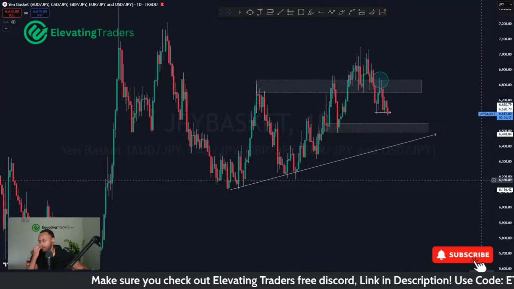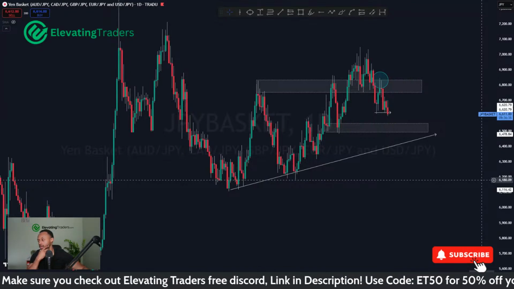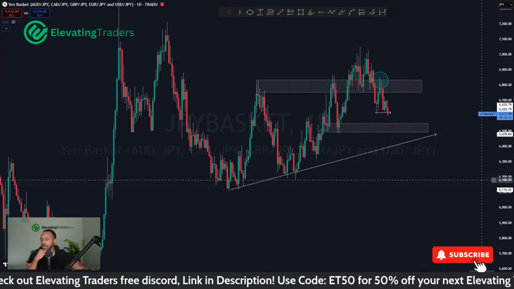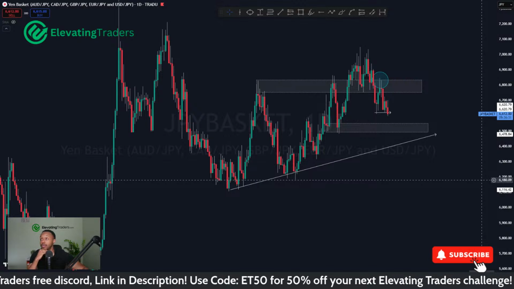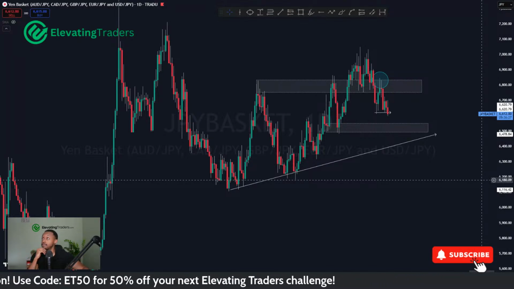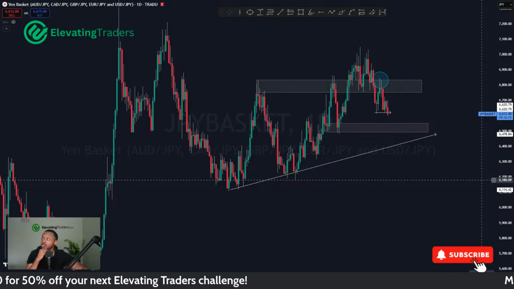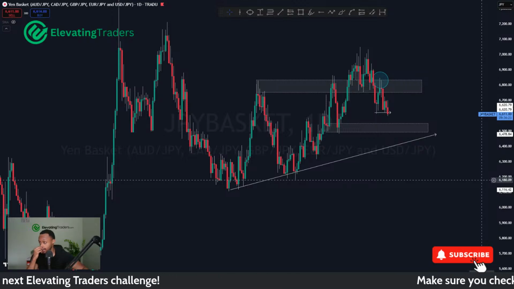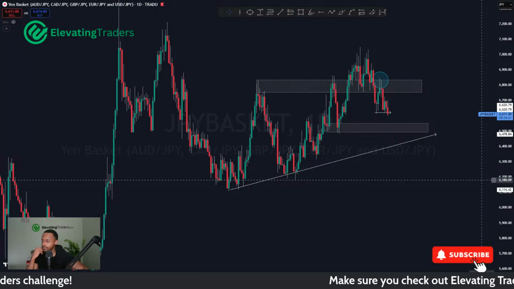So yeah, being careful with the yen pairs. No problem, Kingsley, happy to help. But we could definitely break through that level. Of course, we haven't broken through it yet. Things can change, but I'm struggling to see us turn around from there.